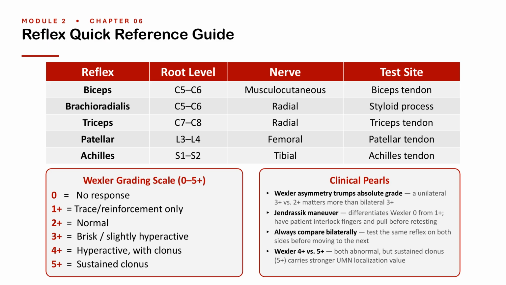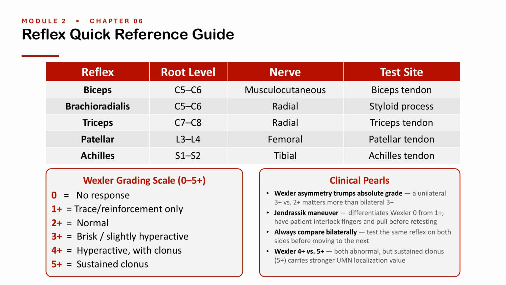Reflex scale at a glance: 0 absent, 1 plus trace, 2 plus normal, 3 plus brisk, 4 plus clonus, 5 plus sustained clonus. And 4 clinical pearls to anchor your exam technique. First, asymmetry trumps absolute grade. A unilateral 3 plus versus a 2 plus on the other side is a finding. Bilateral 3 plus is usually not.